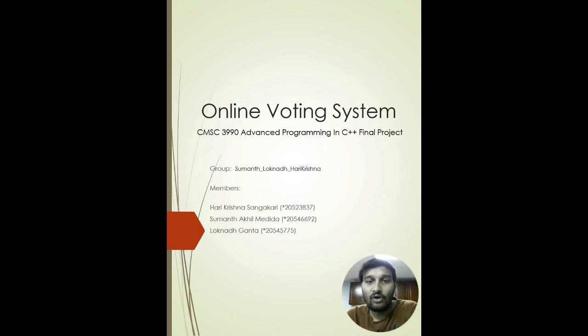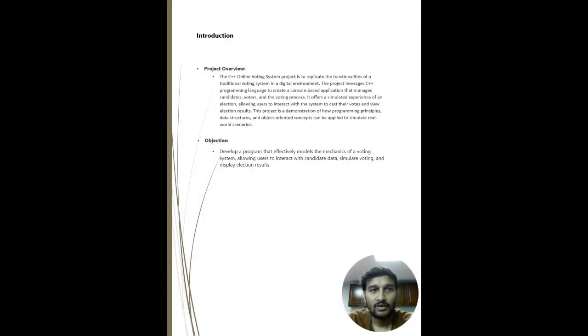Our project is an online voting system written in C++. The C++ online voting system project is to replicate the functionalities of a traditional voting system in a digital environment. It is like bringing the regular voting we do with paper and booths into the computer world. It's made using C++ language to create a simple program that we can use on a computer.